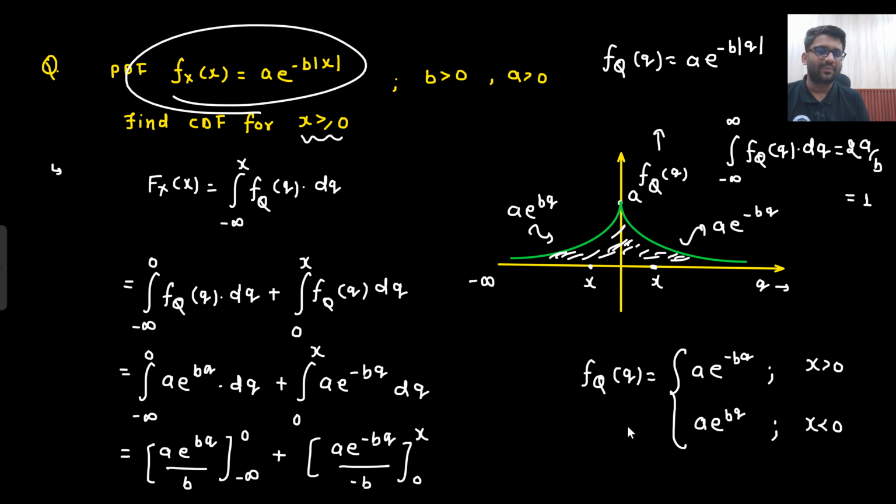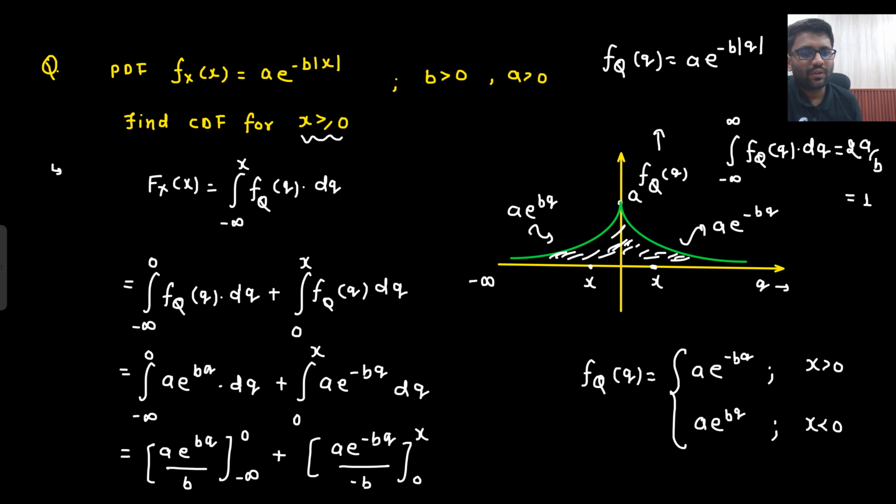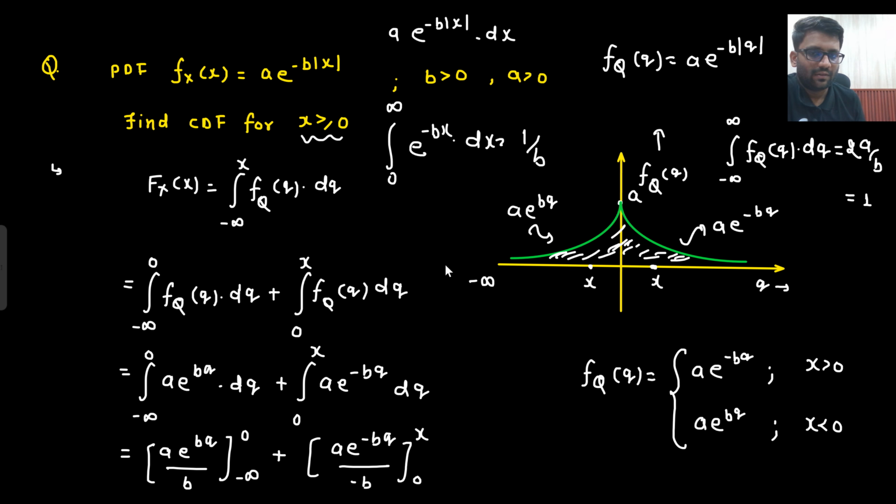They could have given this particular expression and asked you what is the relation between a and b. So what will you do? Area under the curve is 1. So you calculate the area, and what you will get? A e to the power minus b mod of x dx. In signals and systems, I told you, just remember the answer of this particular thing. That will give 1 by b.